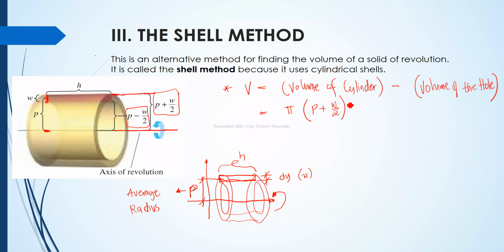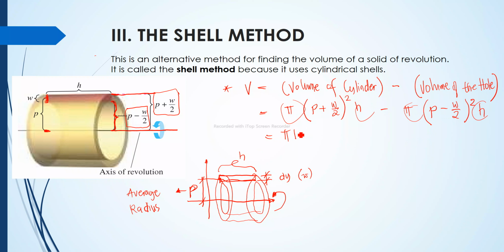That's why we have the W over 2, that is our radius squared times the height h. Minus on this other side, we also have our pi times the radius of the inner circle. The radius of the inner circle is just the average radius minus W over 2. Then we square that one times the height also, h. So we simplify that one. We can isolate the pi and the h because these are common. We can factor that out.